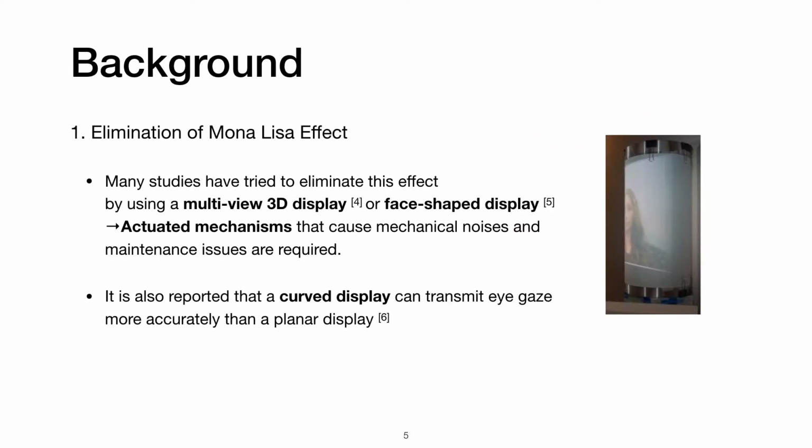So many studies have tried to eliminate this Mona Lisa effect by using volumetric displays, such as the multi-view 3D display or face shape display. However, these displays need actuated mechanisms and thus cause mechanical noise and maintenance issues. It is also reported that a curved display, such as shown in the picture, can transmit eye gaze more accurately than a planar display.